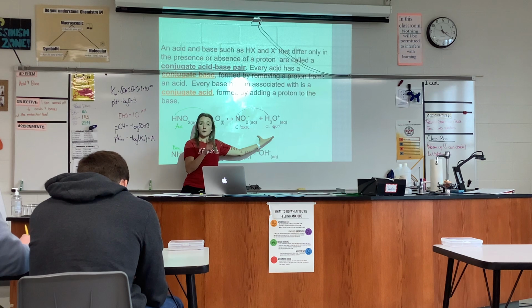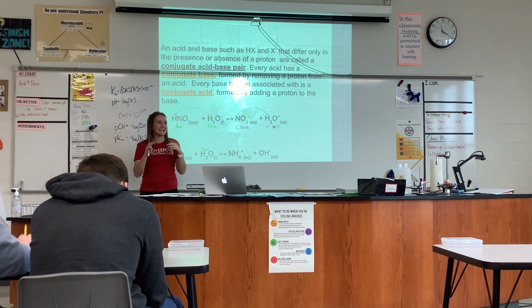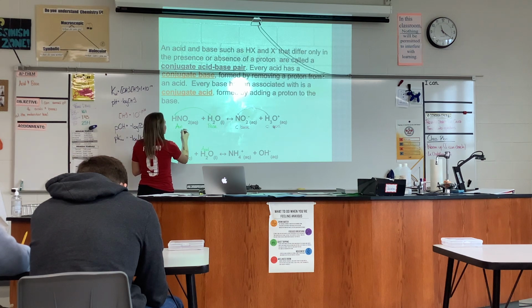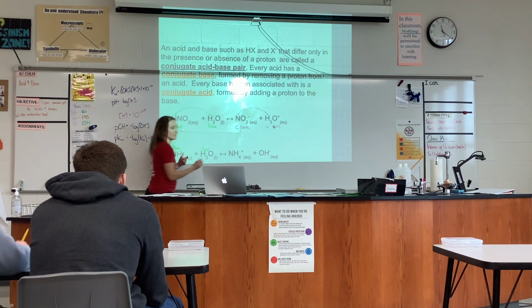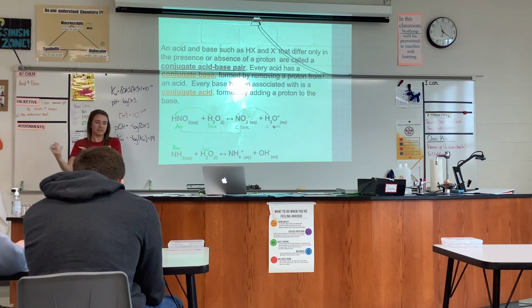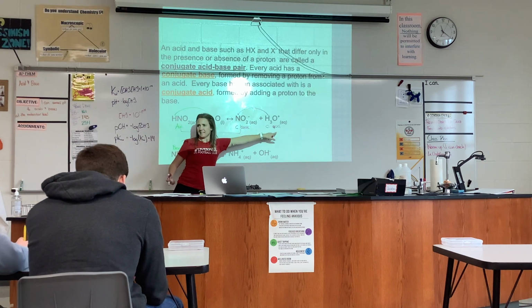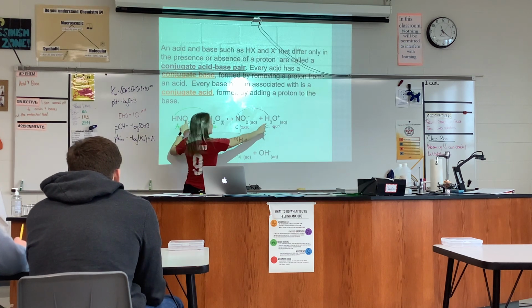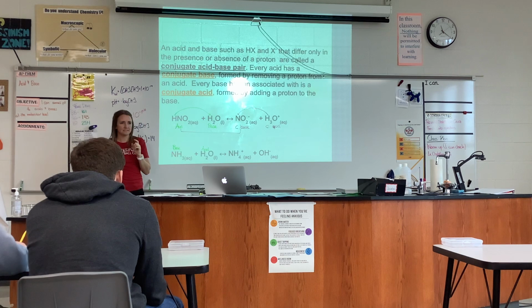Now what's important to recognize though is that when a problem says, identify the conjugate pair, this is the conjugate pair. The pair is the relationship between the acid and the base that gets made, not acid to conjugate acid. Those things are not connected.